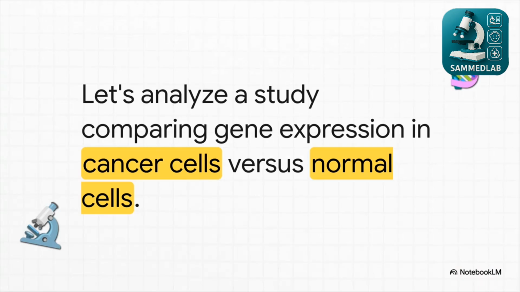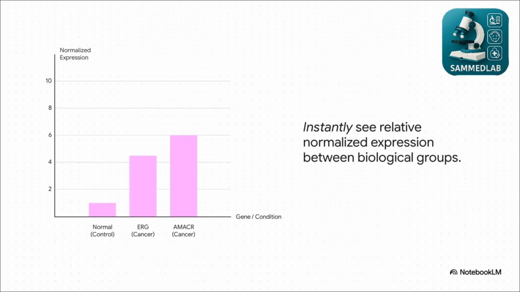And to make this really clear, let's walk through a classic example. We'll analyze a sample study that's comparing gene expression in cancer cells versus normal cells, a type of experiment I'm sure many of you are familiar with. And just like that, the software crunches all the numbers and generates this bar chart. This shows the relative normalized expression, so you can see instantly how the cancer cells compare to your control.